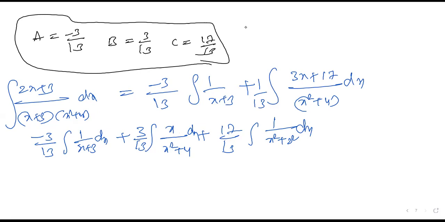So now the question looks very simple. Next, how do we need to proceed? Take minus 3 by 13. What is the value of this? How can you simplify this question?